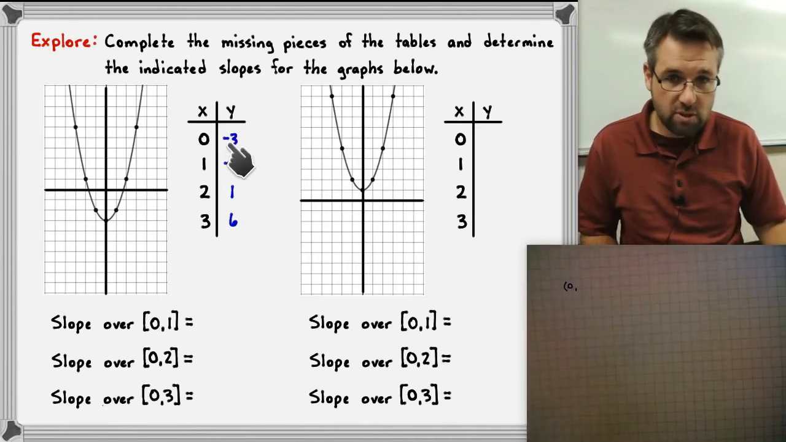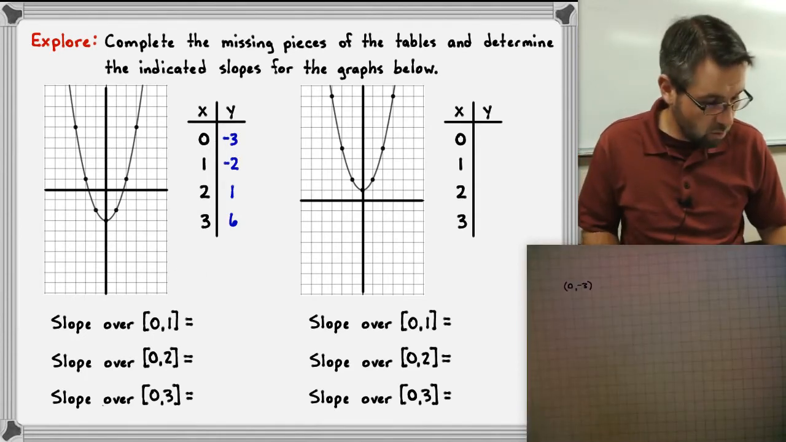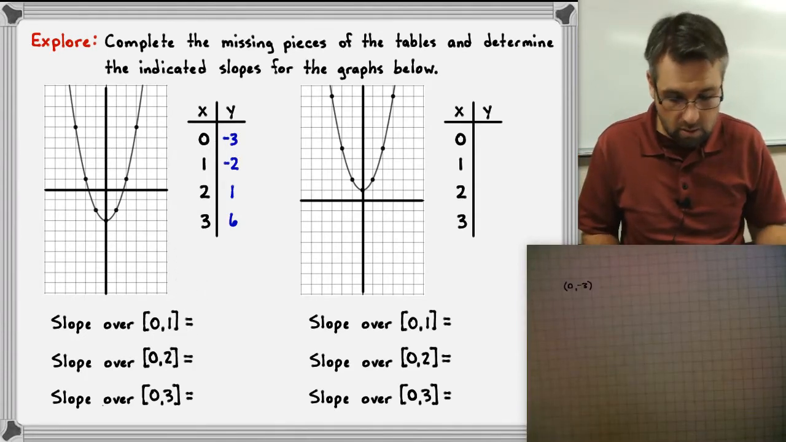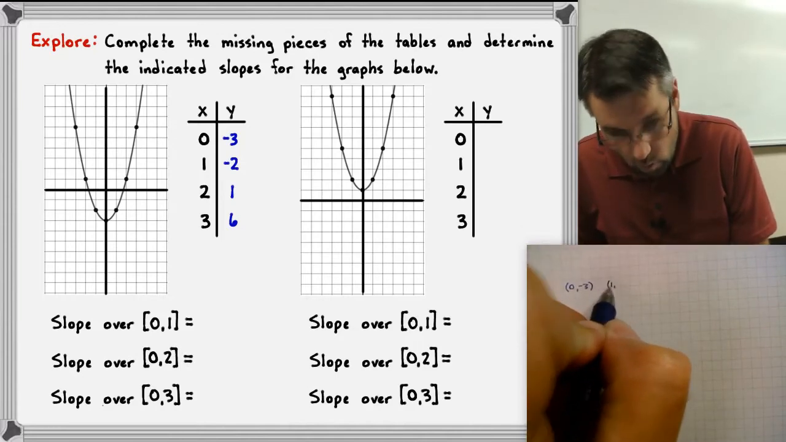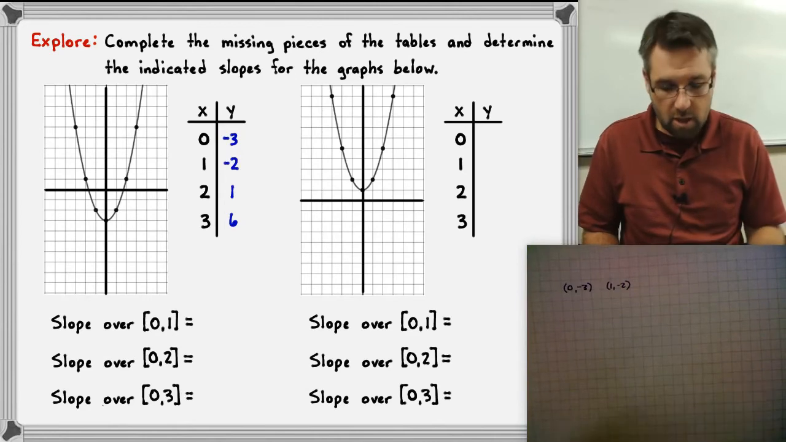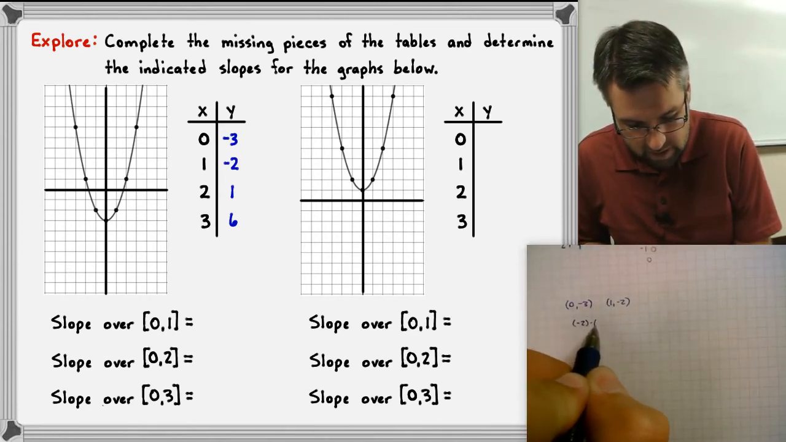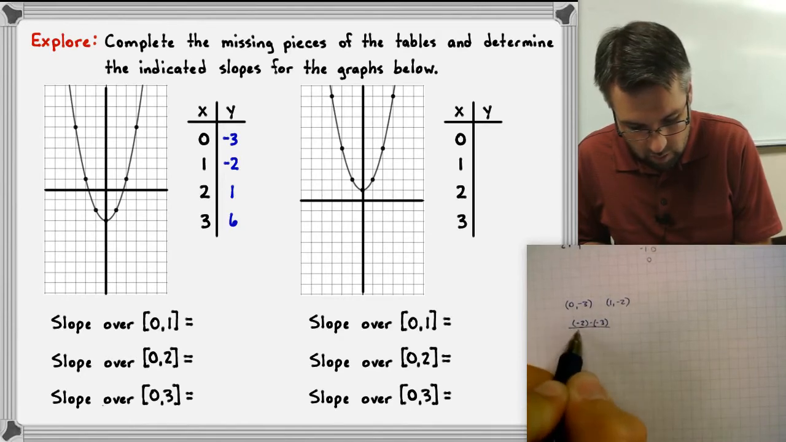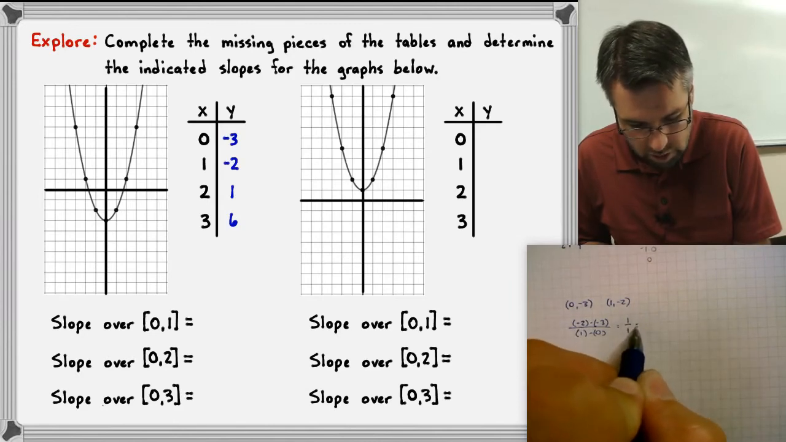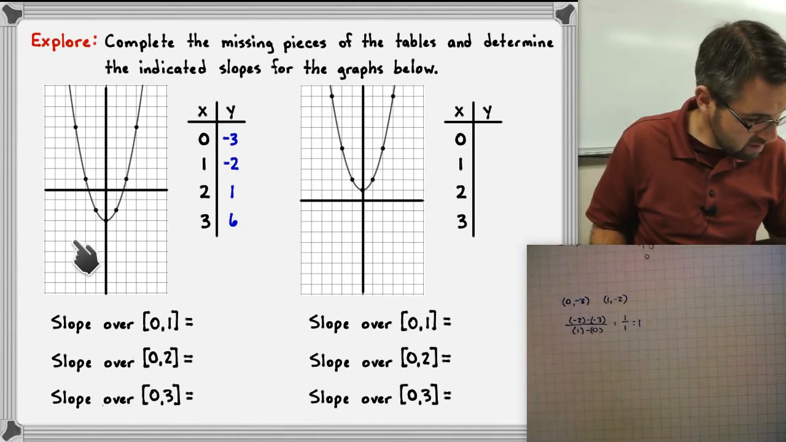Well, the y value is -3. And when x equals 1, the y value is -2, according to the table here. So we can just plug that into our slope formula, -2 minus -3 over 1 minus 0. And as a result, we end up with 1 over 1, or just 1. Okay, so that's how to do that analytically. We've had plenty of practice with that.